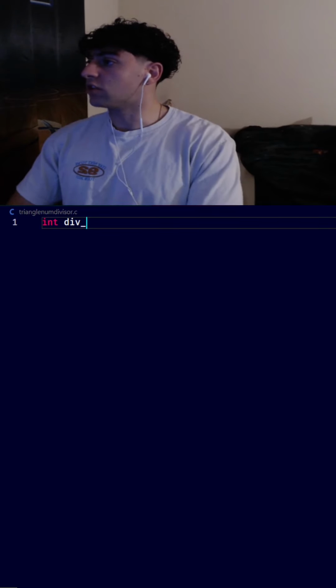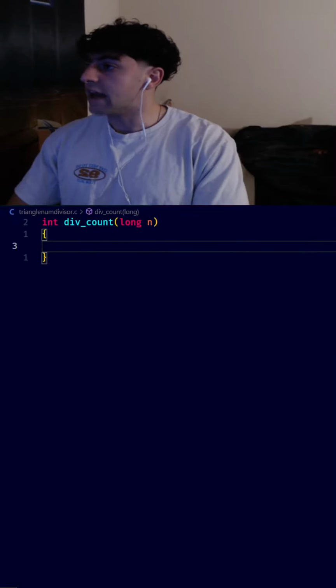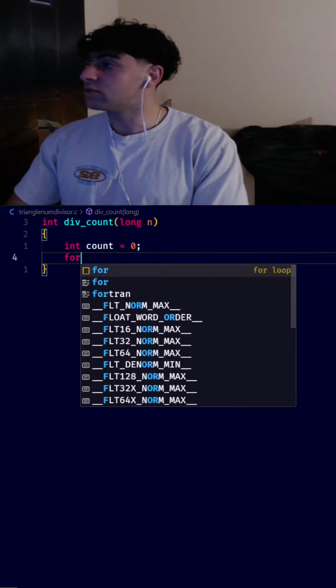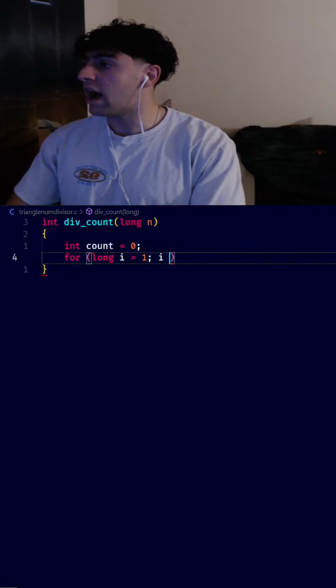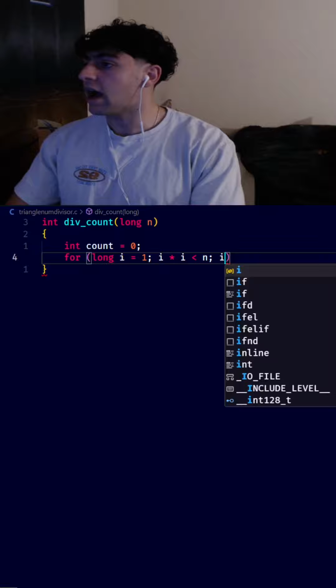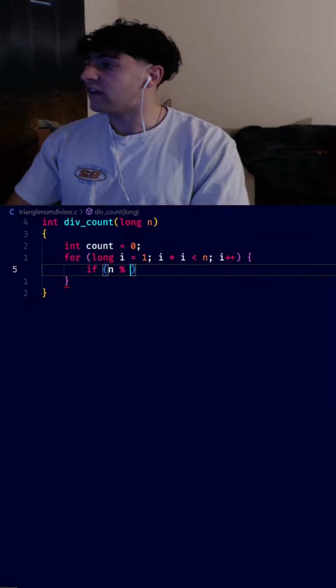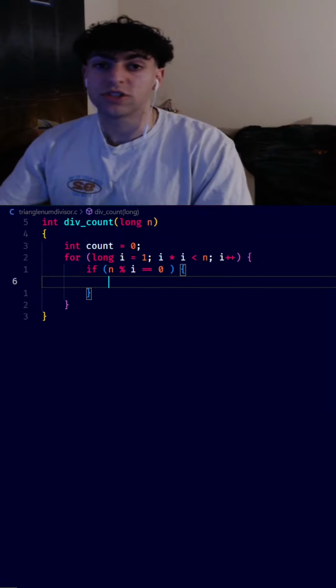We'll start with a function called div count that will take a triangle number n. Next, we'll need a variable called count to store the divisor count. Now we need a loop up to the square root of n using for long I is equal to 1, I times I is smaller than or equal to n, I plus plus. Then we'll check if n divides by I evenly, and we do this using the modulo operator.